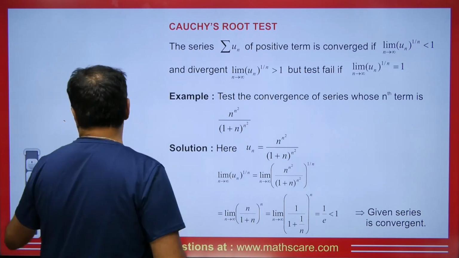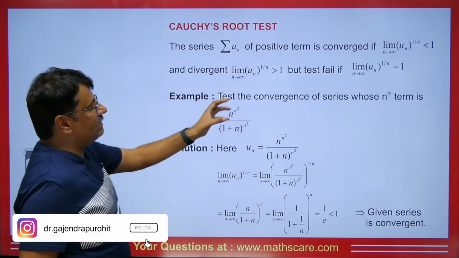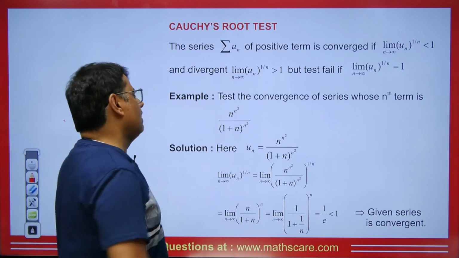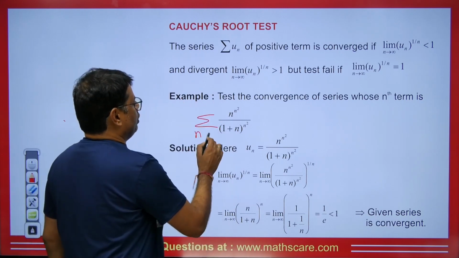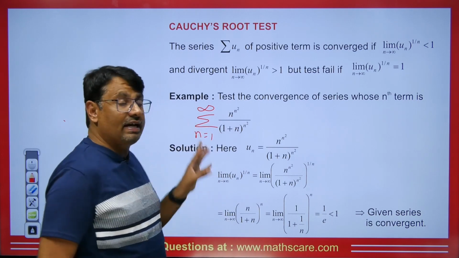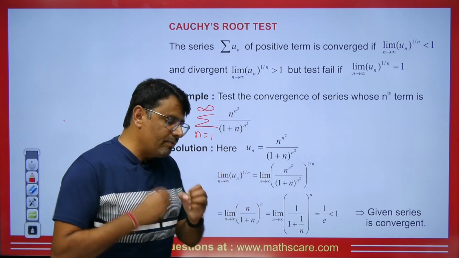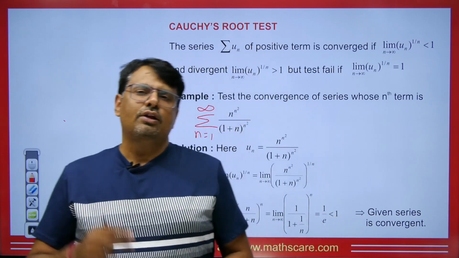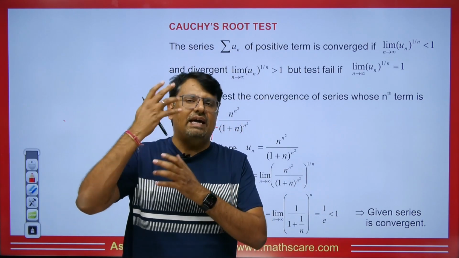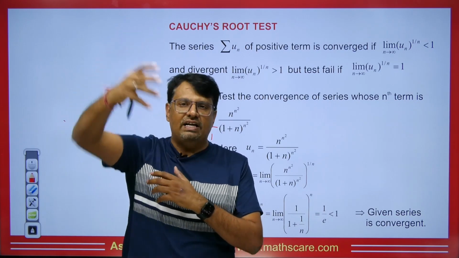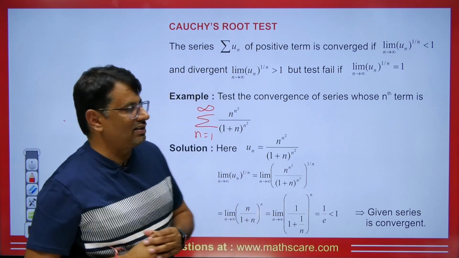See this question, what's happening here? Pay attention. Test for the convergence of the series whose nth term is given here. The series has been given as n is equal to 1 to infinity and we have its nth term. We need to find whether this series is convergent. Now a question arises in your mind about when this test can be applied. Whenever we have power n or power n square in the nth term of an infinite series, then we will apply this test, right?